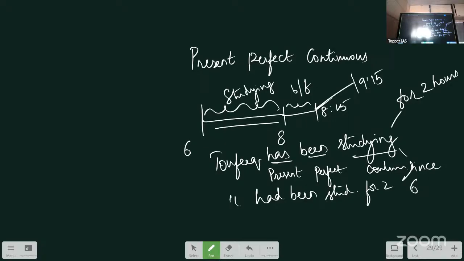Okay. She has been singing the song since... Since 2 p.m. Correct. She has been singing the song. Very good. What did you write?